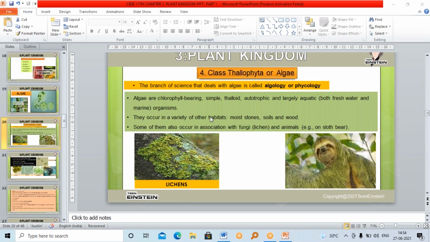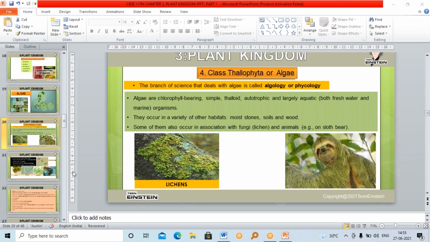They are chlorophyll bearing. In algae, chlorophyll is present and they are simple organisms, and thalloid. What is thalloid? It means they have a thallus-like structure. Thalloid structure means a plant body which we can't differentiate into root, stem and leaves. Normally one plant will have a root, stem and leaf. But in algae, there are no specific structures like root, stem and leaf, but they have chlorophyll.